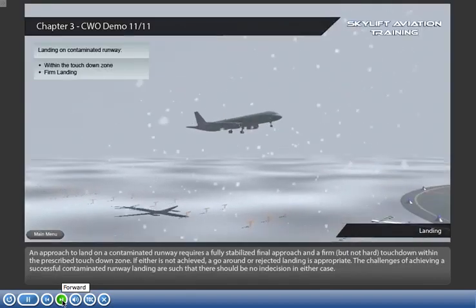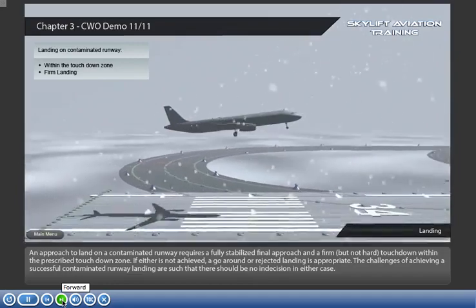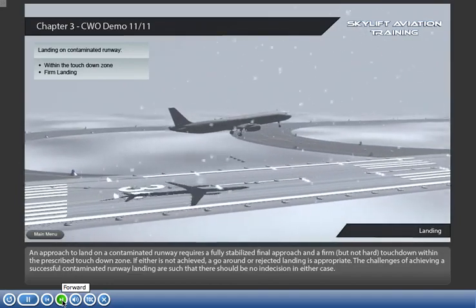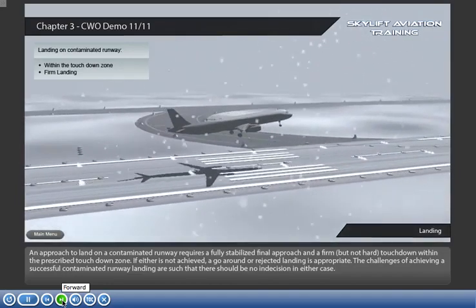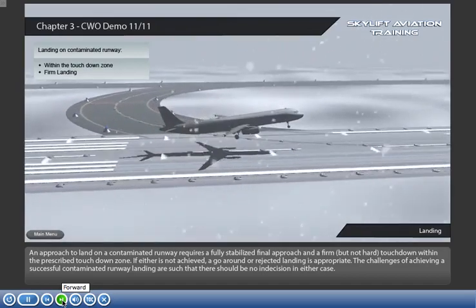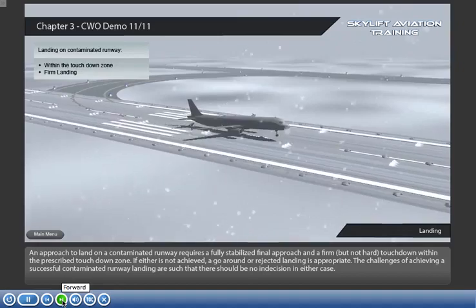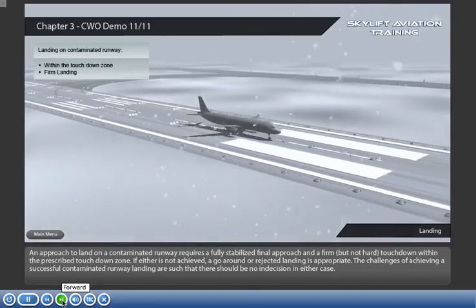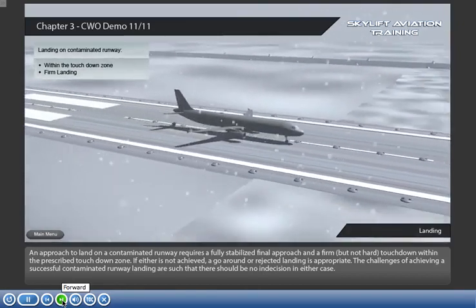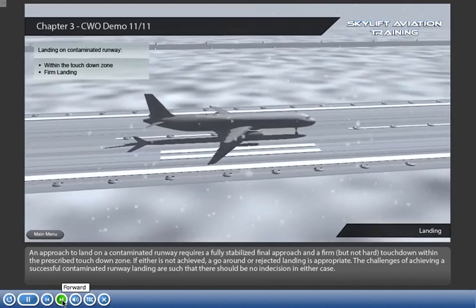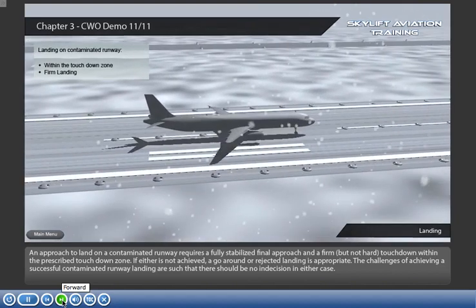An approach to land on a contaminated runway requires a fully stabilized final approach and a firm but not hard touchdown within the prescribed touchdown zone. If either is not achieved, a go-around or rejected landing is appropriate. The challenges of achieving a successful contaminated runway landing are such that there should be no indecision in either case.